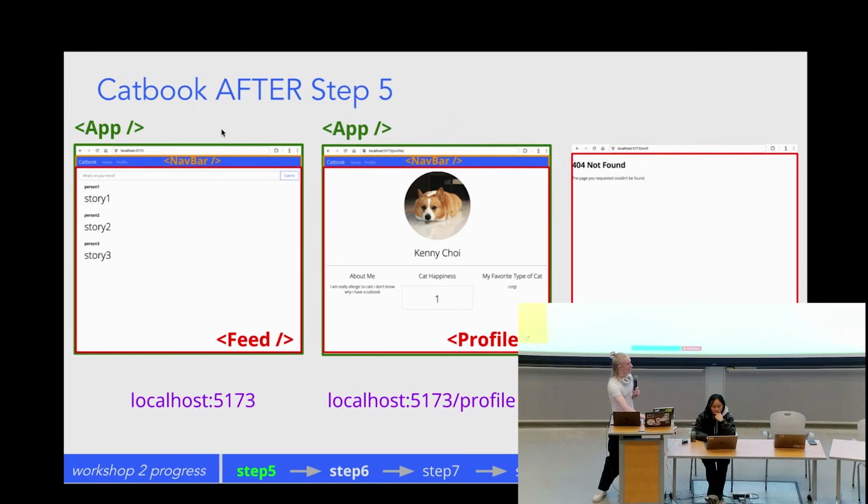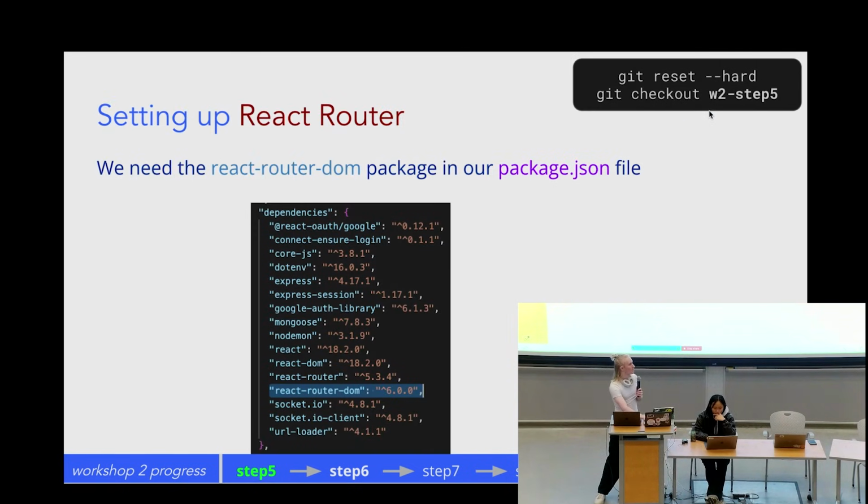So after step 5, it'll look like this, where we have our app, and then our nav bar will always be at the top of either feed or profile. And if our web page is not found, then it'll just be the not found component for our entire web page. So you can see here there's an error in the path, so it would render not found. So be sure to just check out step 5. You do need the React Router DOM package in your package.json file. Fortunately, we've already included this for you, so as long as you guys ran npm install, you should be fine.